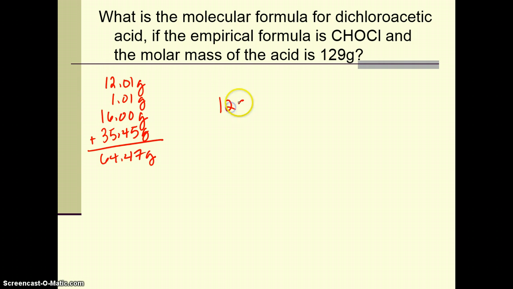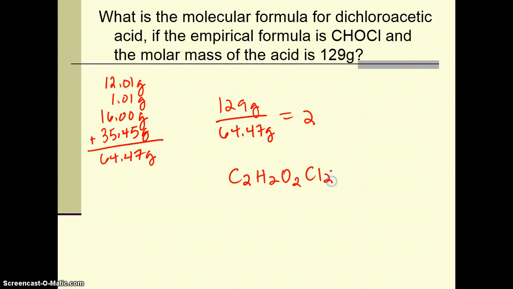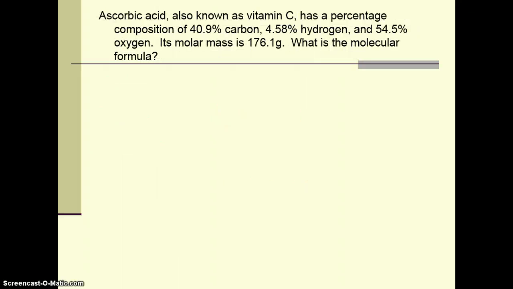It's sort of obvious that it's 2. So I'm going to go ahead and solve it out, and it does, in fact, equal 2. Which means I have to double all of these things. So it's now C2H2O2Cl2. Not too bad. But now we need to combine it with what we've learned the other day.